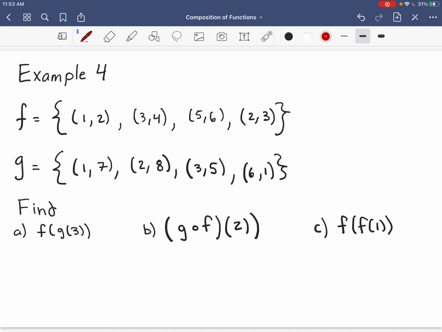The next example we have is, say you have a set of values where f is these four ordered pairs, and g is the second set of ordered pairs. And we have to do, for a, f of g of 3. So now that means f of g of 3, where g of 3 is 5. So we actually need to find f of 5. So f of g of 3 is equal to f of 5, because g of 3 is 5 and f of 5 is 6.